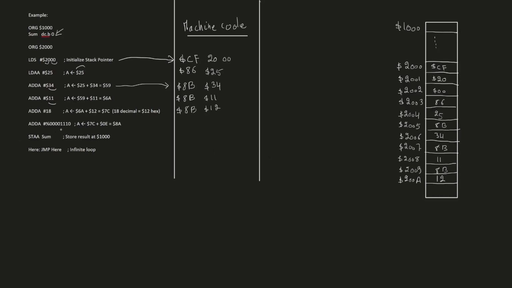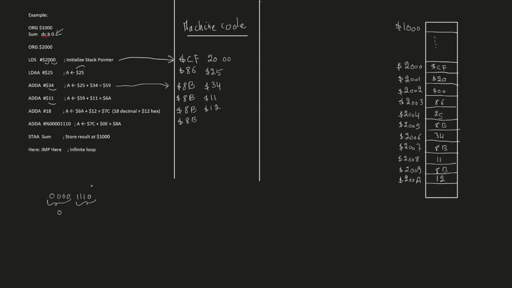So let's move to the next instruction. ADDA, we're adding the binary number 00001110 to accumulator A. So for ADDA, the object code or the machine code is 8B. And then this value here, 00001110, we need to find it in hexadecimal. So 0000 is 0 in hexadecimal.